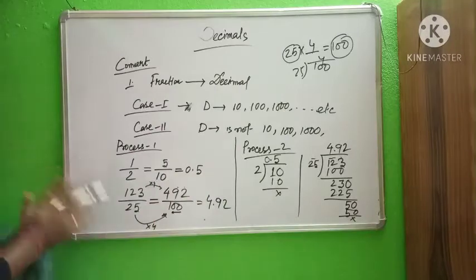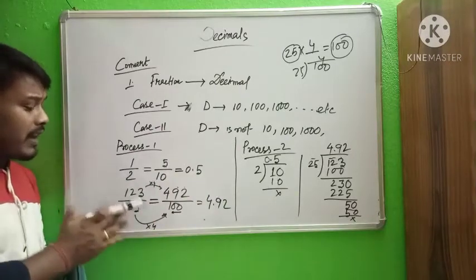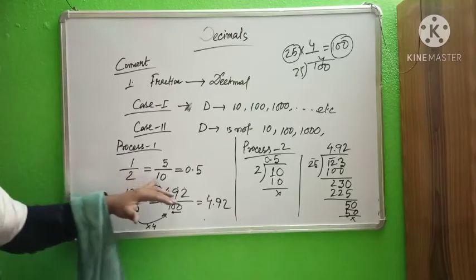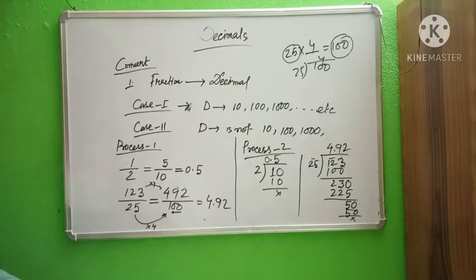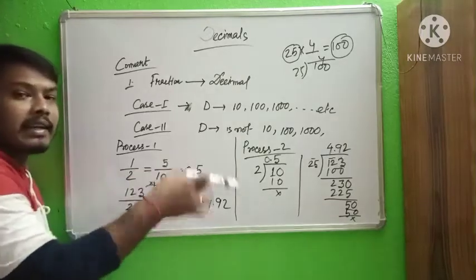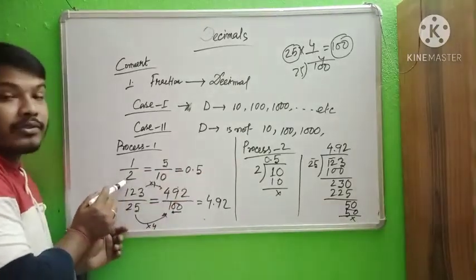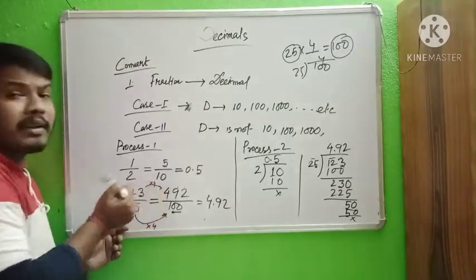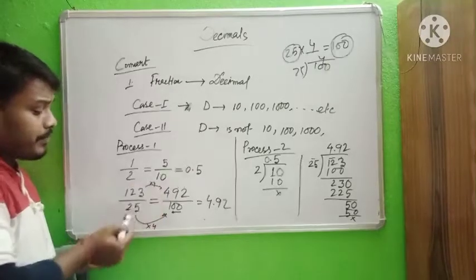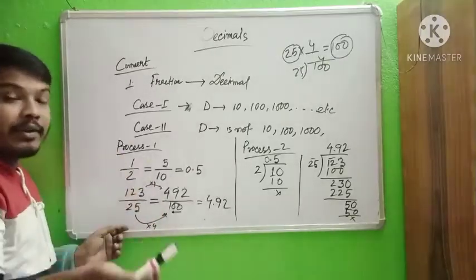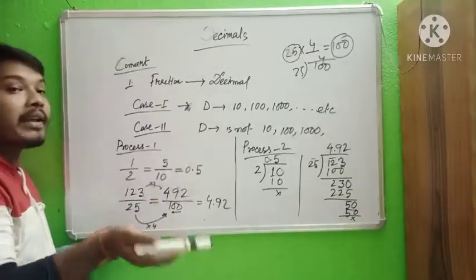So what is the first process? The first process is, first we convert the denominator into a multiple of 10, 100 or something. Since here it is 2, we can easily convert the denominator into 10, because if we multiply it by 5 then it becomes 10. And we learned about equivalent fractions in the previous class.